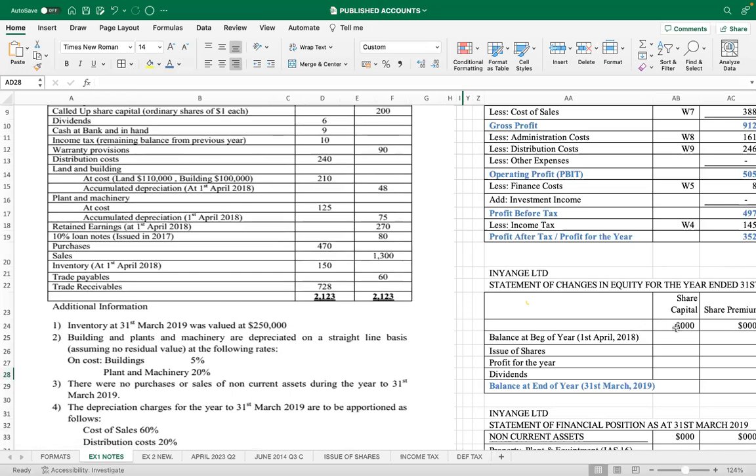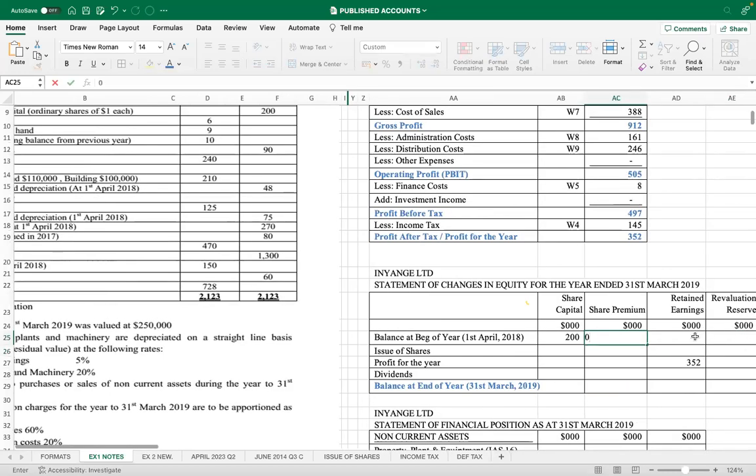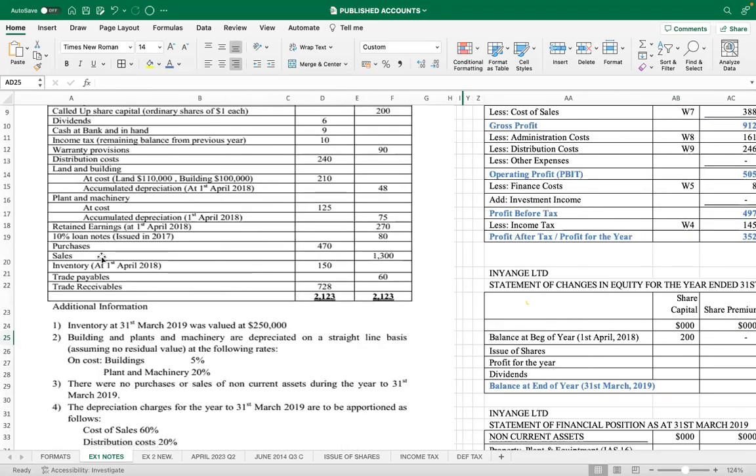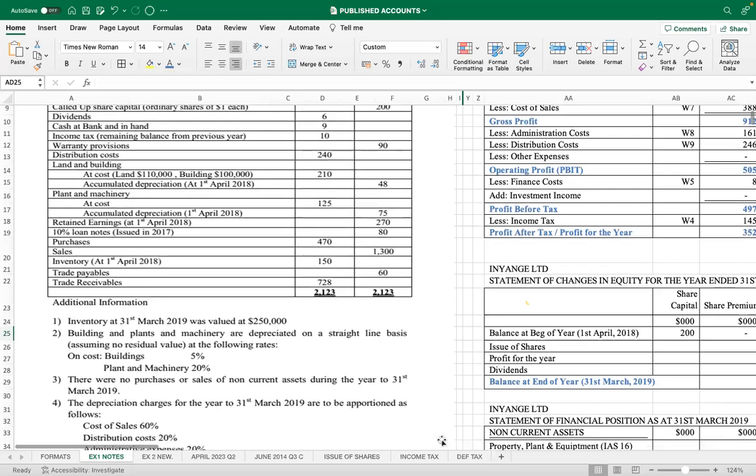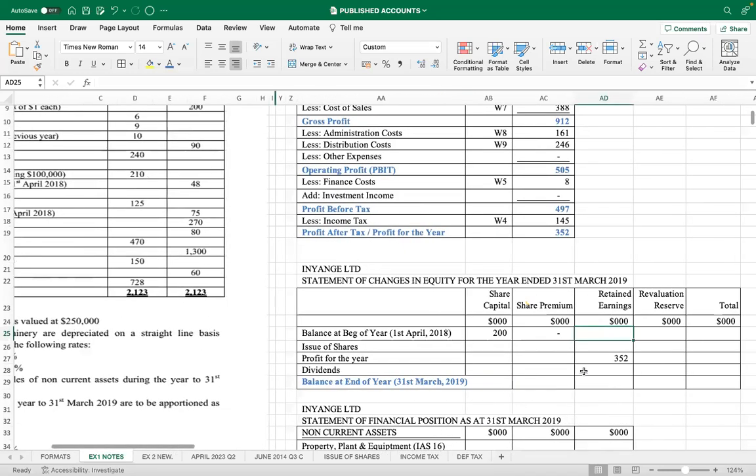So I come and post share capital at the beginning of the year as 200. There was no share premium in the question, so I put 0. I don't know if there was retained earnings. Let's see. Retained earnings. Anybody who sees retained earnings? Yes. Retained earnings at the beginning of the year is 270. There was no revaluation. So we can get the total. So total is 470. There was no shares issued, so that is 0.